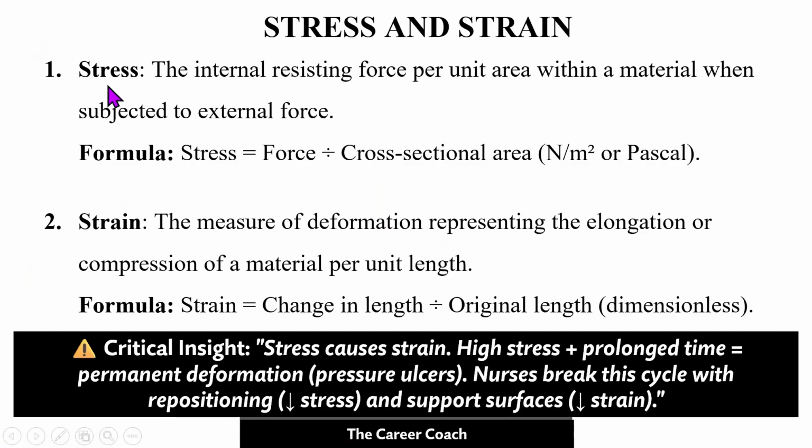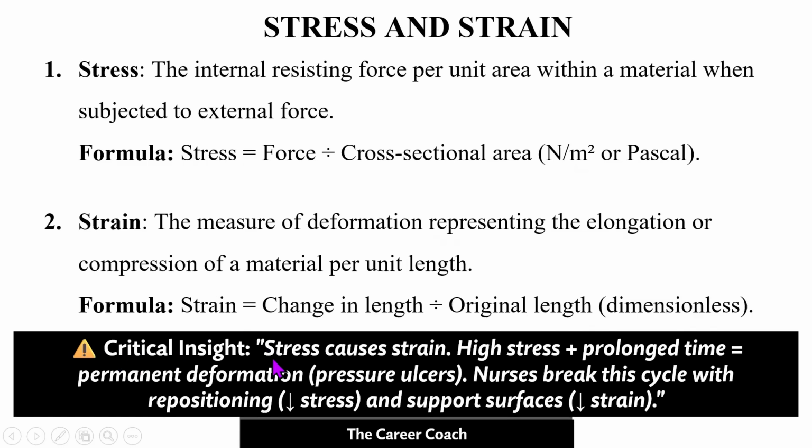Stress and strain. Stress is the internal resisting force per unit area within a material when subjected to an external force. The formula for stress is equal to force divided by cross-sectional area. The unit is Newton per meter squared, or Pascal. Strain is the measure of deformation representing the elongation or compression of a material per unit length. The formula is strain equals change in length divided by the original length. It is a dimensionless quantity, so it has no units.